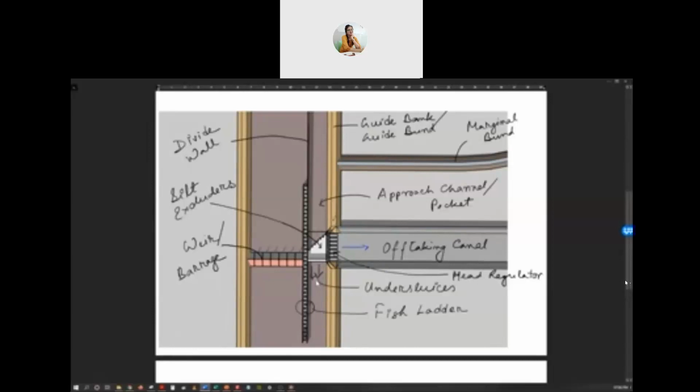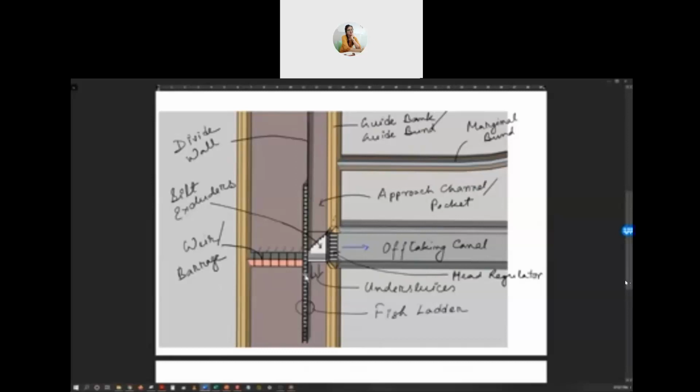Now, this portion, which is just in front of this off-taking canal, is called the approach channel or pocket. Here, the water is generally steady and calm because no secondary current is allowed to form, because we have provided this divide wall here. And in this divide wall itself, we can provide something called a fish ladder. We'll see how this fish ladder works later.